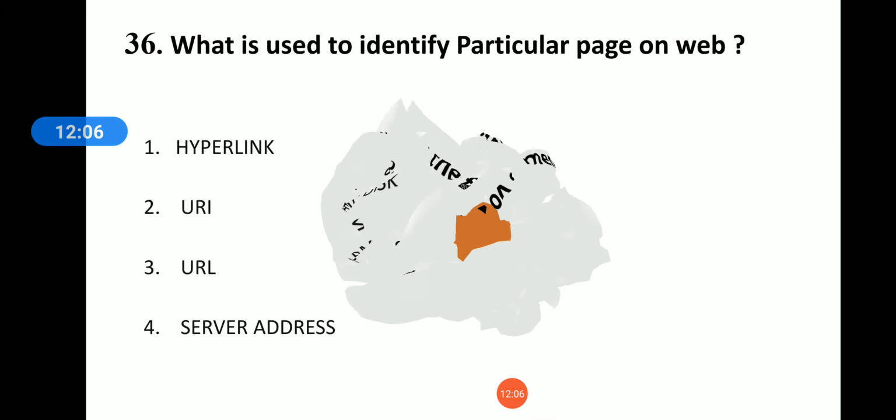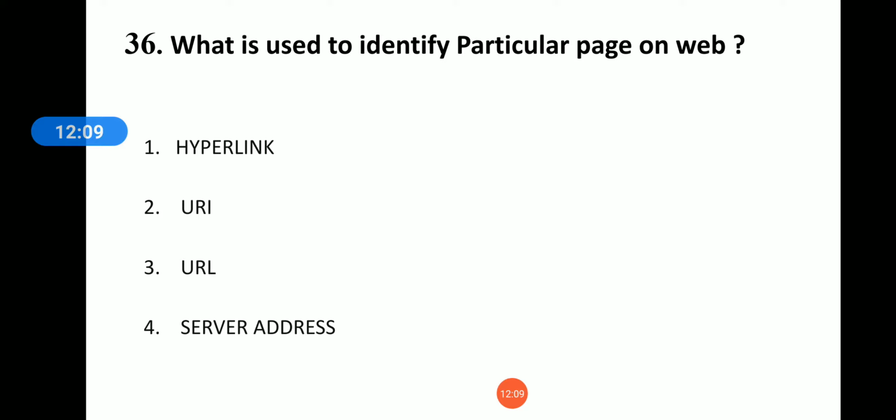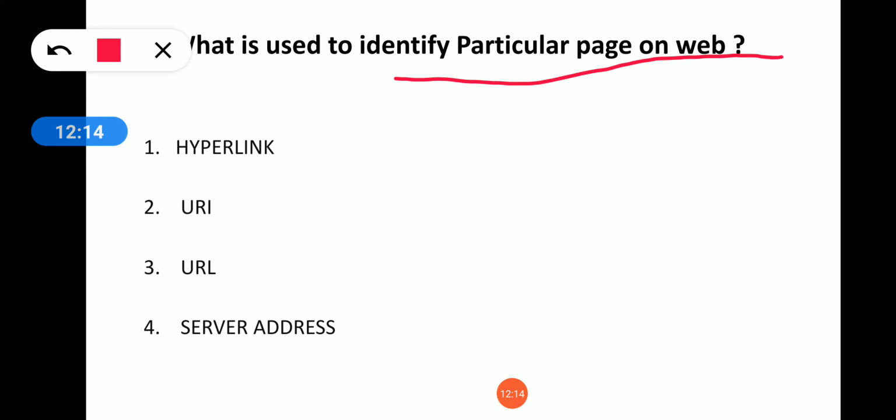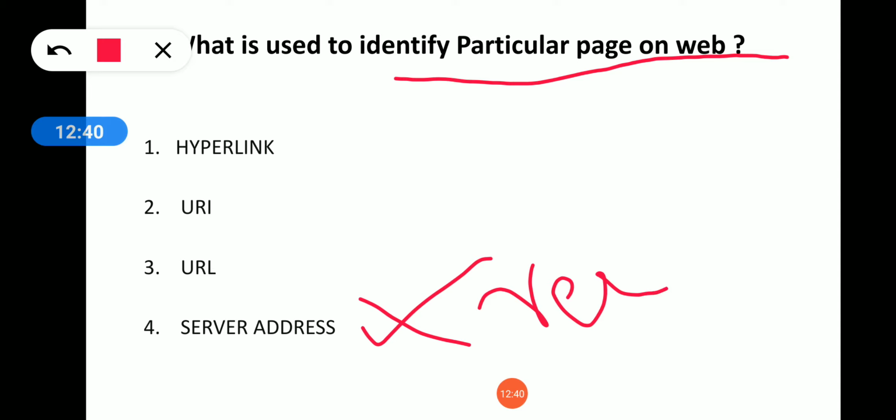Going to the next question, which is very easy and simple: which of the following is used to identify a particular page on the web? Server address. The server address we recognize with the help of the IP address. So it is not correct. A server is a powerful computer which stores a huge amount of data, and when you send a request, it gives the data from the server. So it is request and reply oriented. Server address.